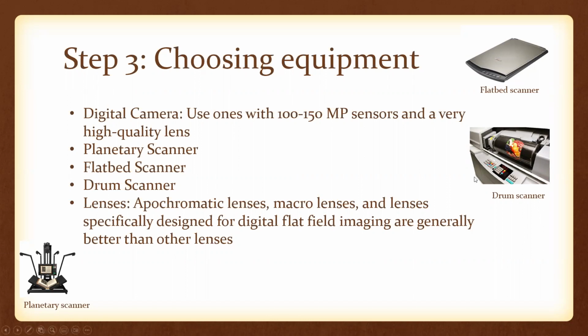And then lastly, we just wanted to make a note about lenses, that high quality lenses are essential when digitizing items. Apochromatic lenses, macro lenses, and lenses designed specifically for digital flat field imaging are generally better than other lenses. And also, as lenses become available in higher pixels, the quality of the lens will become more important in actual system resolution, because the resolution of digital cameras and scanners may be limited by the performance of a lens. So you might get to the point where you bought a very expensive piece of equipment, but if the lens isn't high quality, the resolution of your image will be a little less than what you'd want it to be.